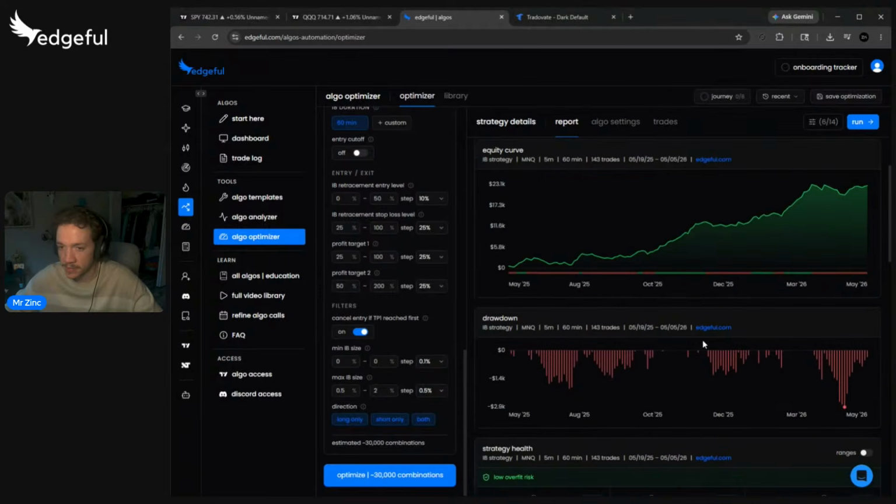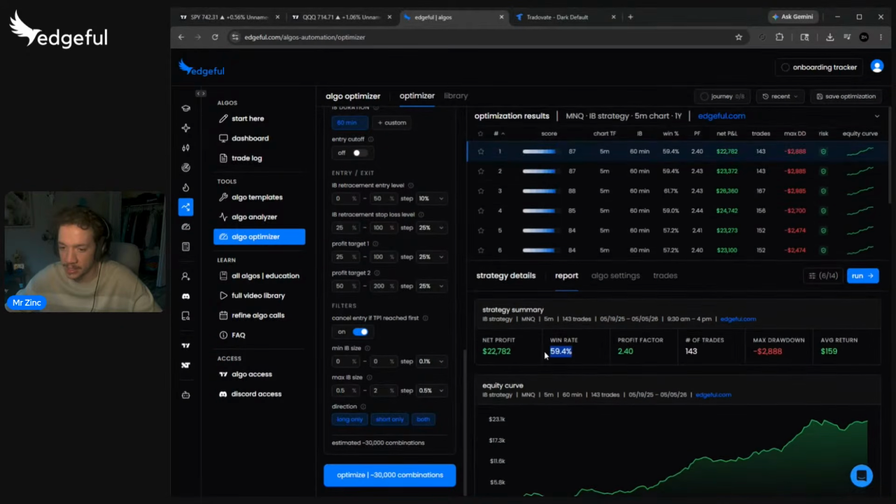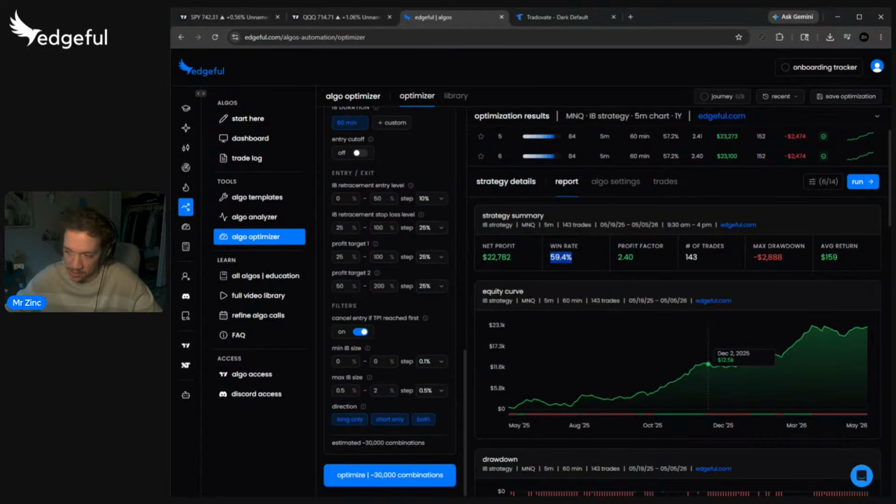So yes, if you're looking at the win rate itself, it's 59%. That's disgusting to a lot of people, but do not pay attention to the win rate. That's the worst statistic that you can go and look at for any trading strategy. You only want to look at the profit factor. The profit factor tells you for every dollar that you lose, this is how many dollars you make.